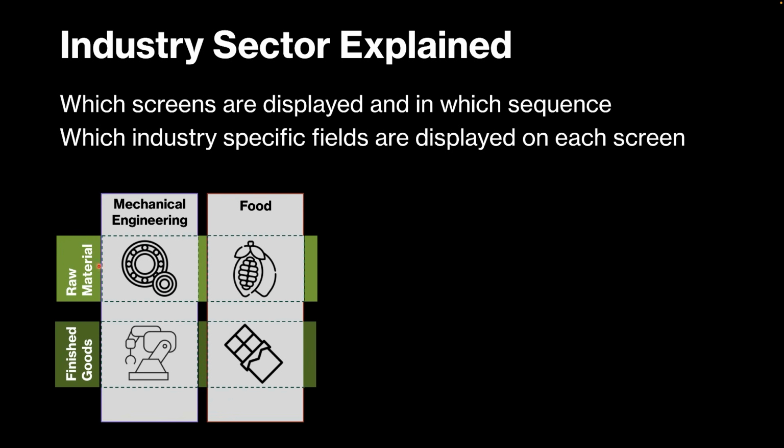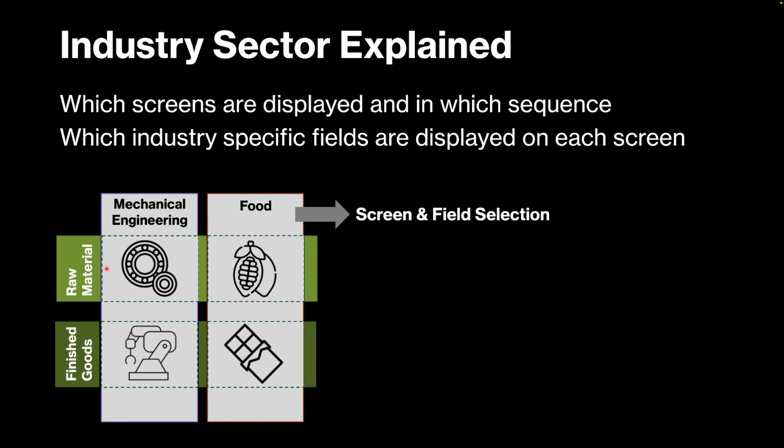So the material type is the same, that is raw material only, but the fields will be different and the screens also may be different. Okay, so based on this industry sector, you can configure what all screens are displayed, in which sequence those screens are displayed, and which fields are also displayed for maintaining the material master. Okay, so you can see this industry sector basically controls the screen and field selection. So we have understood these two fields, that is industry sector and material type.